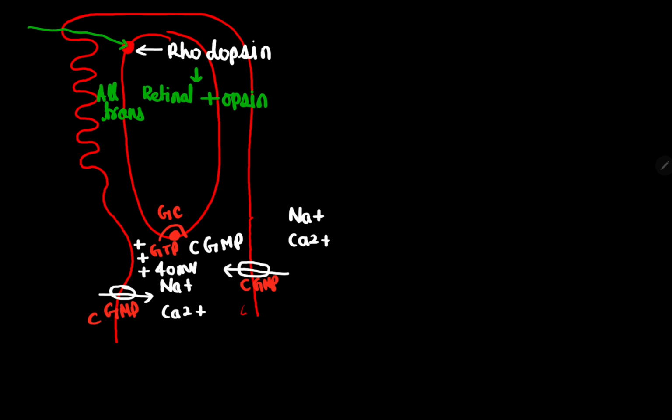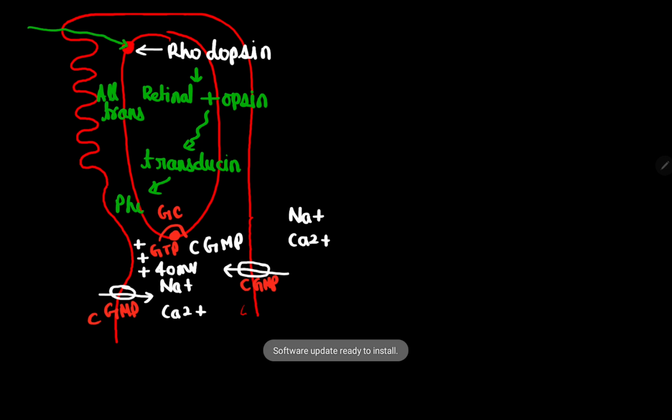Now this opsin will activate one protein, called transducin protein. And this transducin protein activates one enzyme, called phosphodiesterase enzyme.